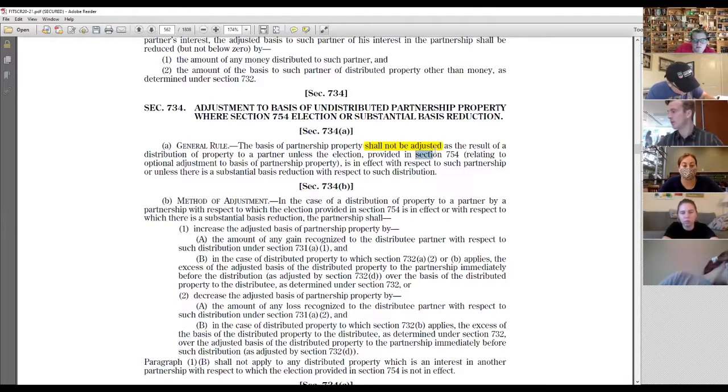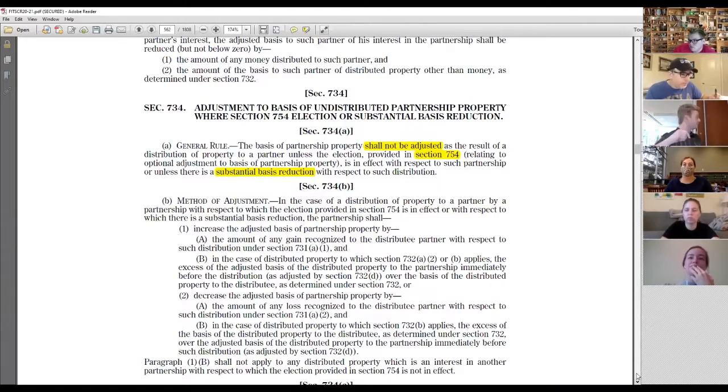unless there's a 754 election in effect, or unless there is a substantial basis reduction. So the general rule is you don't adjust the inside basis on distributions of cash or property. The exception is if there's a 754 election or if there's a substantial basis reduction, which we're going to see is not applicable with respect to operating distributions. Okay, so that's 734A, just like 743A, we just kind of live with it.